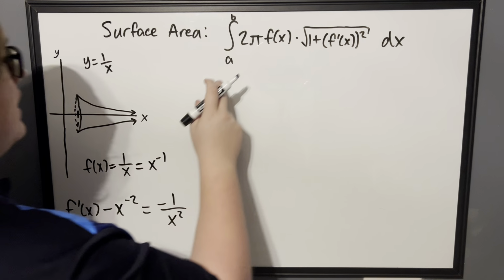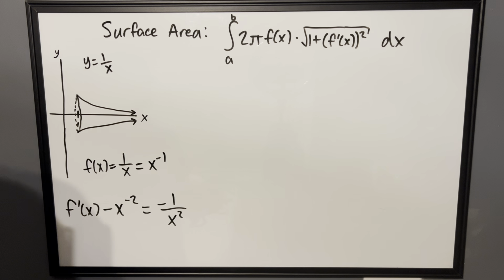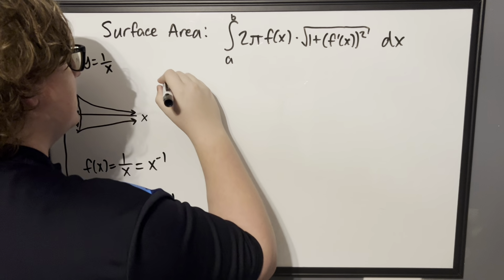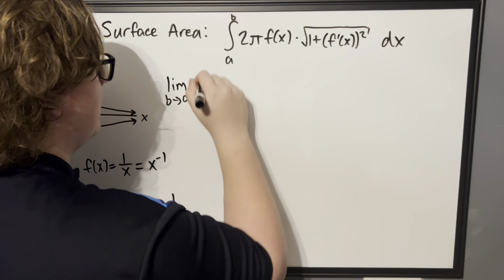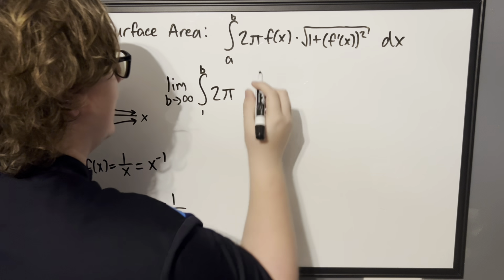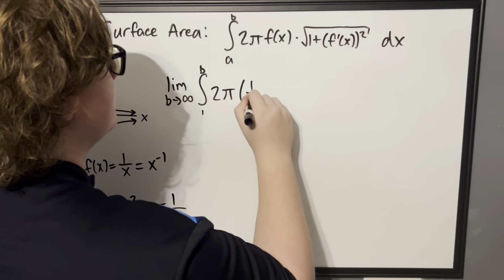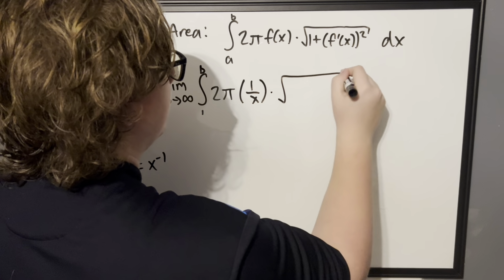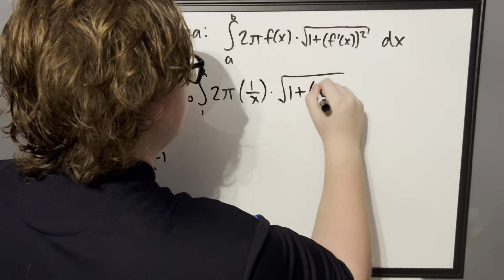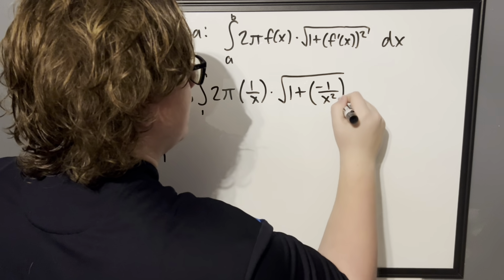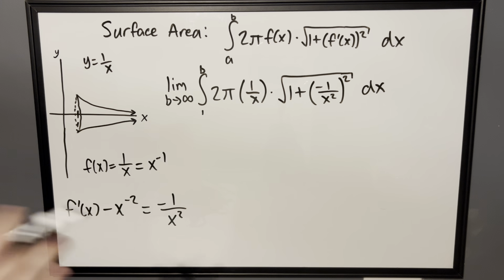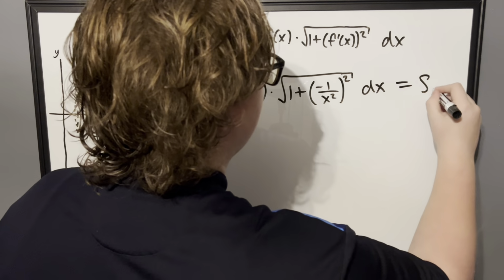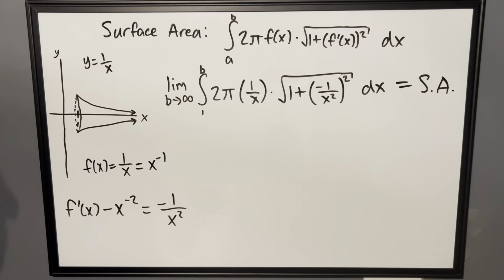So we know that a and b are going to be 1 and infinity, just like in the volume formula. So we're going to need a limit. So we're going to have the limit as b goes to infinity, the integral from 1 to b of 2 pi times the function, which is going to be 1 over x, and that's multiplied by the square root of 1 plus the derivative squared. Well, this is negative 1 over x squared. All of that is squared dx. And of course, this is equal to the surface area. That's the surface area of this entire shape. So when we evaluate this, that's what we're going to get.